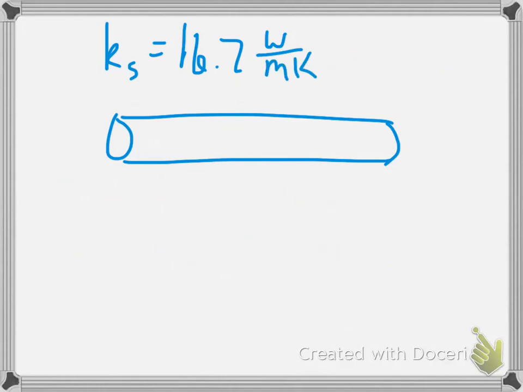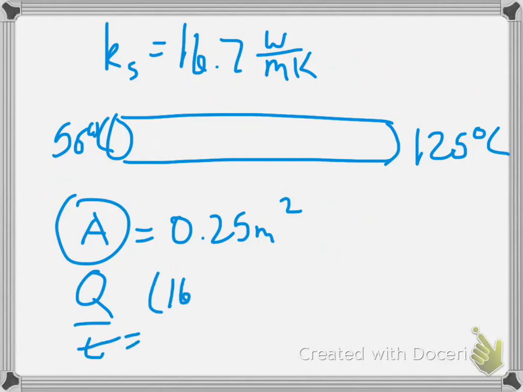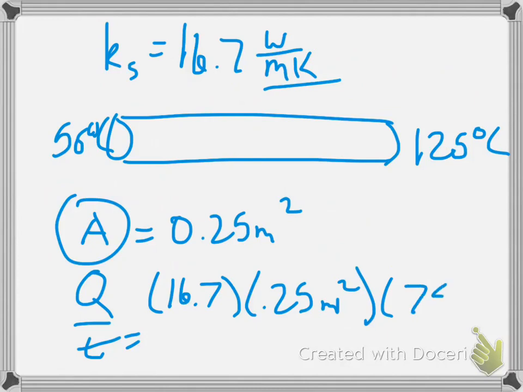Okay, 16.7 watts per meter Kelvin. If we have 50 degrees Celsius over here, and 125 degrees Celsius over here, I need our cross-sectional area A, that is going to be 0.25 meters squared. So that gives Q over t is equal to 16.7, with that funky unit, multiplied by 0.25 meters squared, multiplied by 75 degrees Celsius.